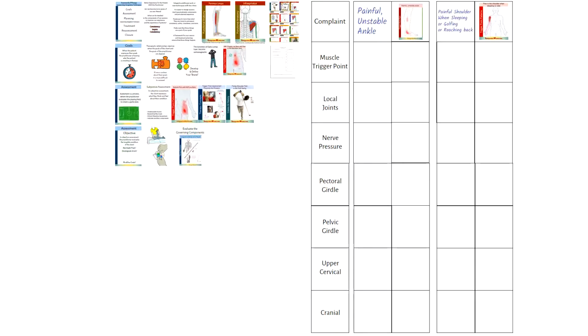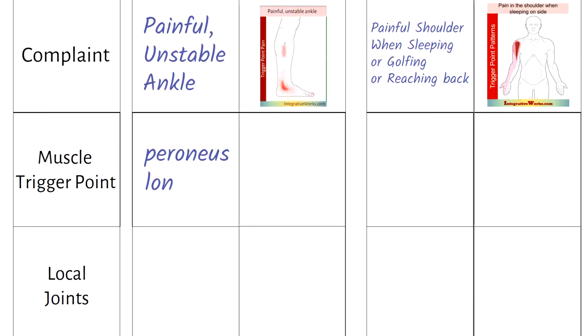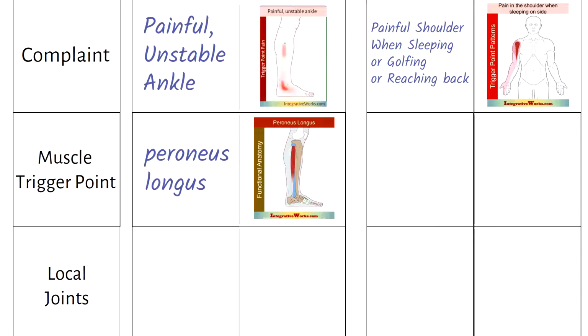Let's go back to our example and fill out the integrative sequencing worksheet. First, let's look at peroneus longus. We established in the goals that they have a painful, unstable ankle. Next, we should go through the proper subjective and objective assessment to determine that it really is the peroneus longus and not one of the muscles that produce similar patterns.